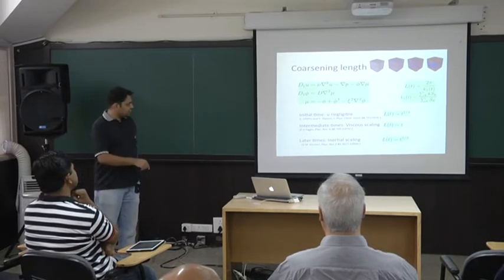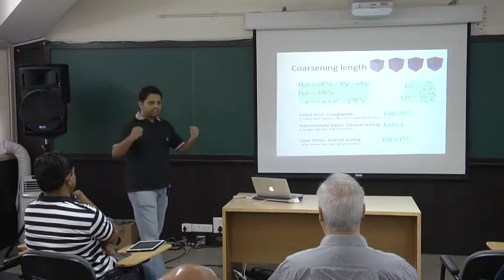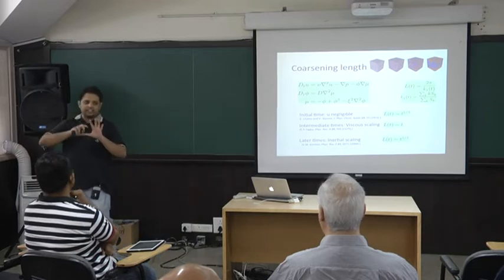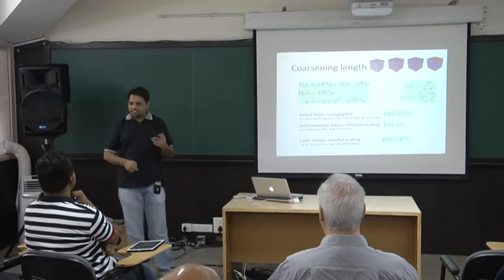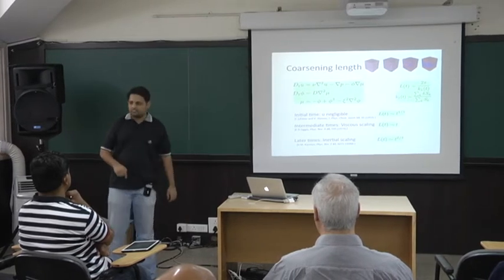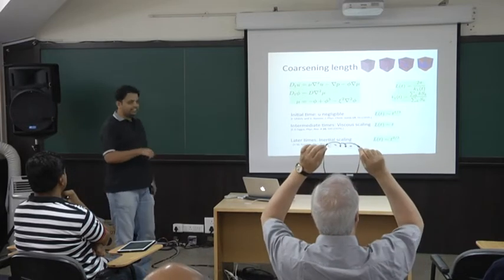Later on, Siggia came up with the idea that, why stop here? If I have a length scale which is growing, I can come up with a Reynolds number, which is length scale times the speed at which the length scale is growing, divided by viscosity. At later times, the viscous forces should balance the surface tension forces, and if you do that, you get a length scale which grows linearly in time.